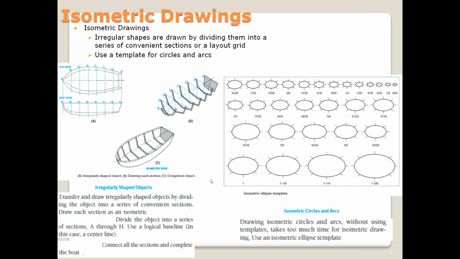For this example, we have an irregularly shaped object. The first thing we want to do is to divide this into 1, 2, 3, 4, 5, 6, 7 equal spaces. So 7 equal spaces, and you label them A, B, C, D, E, F, G, H. Then from here, you draw this center line as you've done from the last lecture. Once you establish this line, you draw this line perpendicular to this axis here.